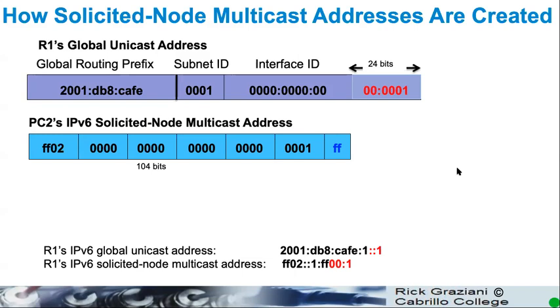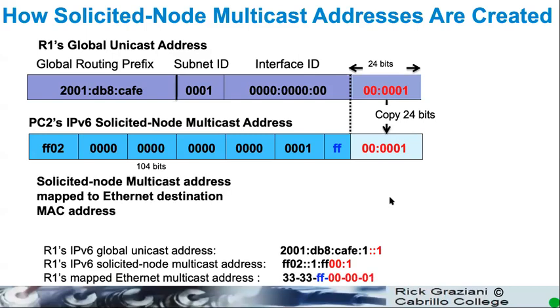But what happens is the last 24 bits of the global unicast address gets copied to the last 24 bits of the solicited node multicast address. Yep. But this is where the magic happens. Then this IPv6 solicited node multicast address can then get mapped to an Ethernet MAC address that's also multicast. So the first part of the MAC address, the first 16 bits, is 3333.